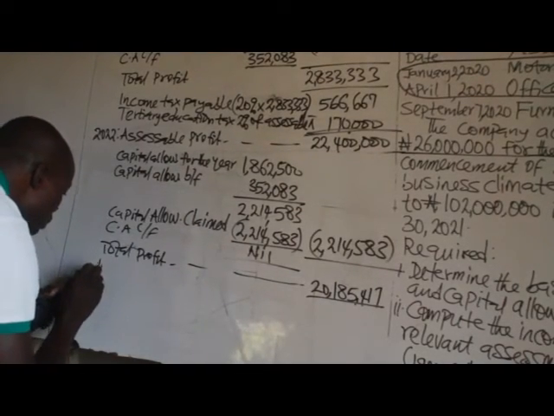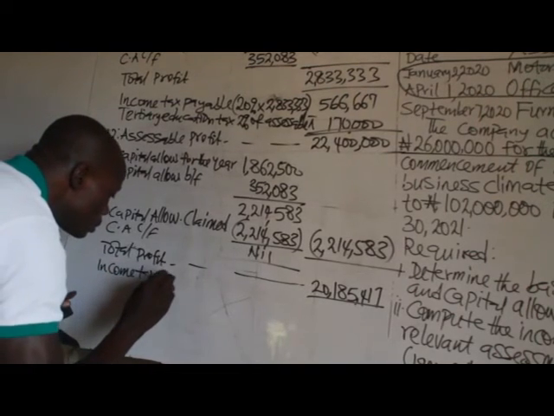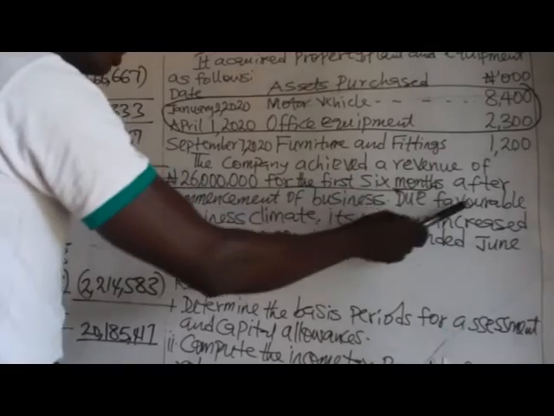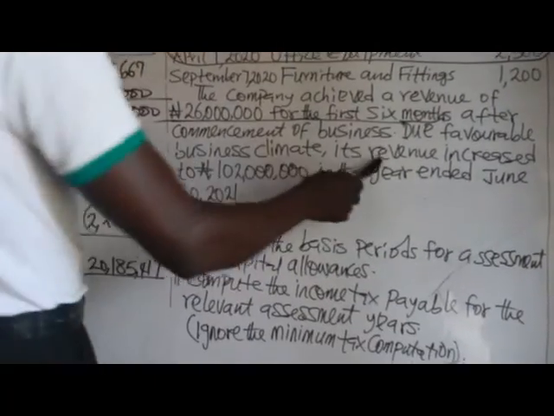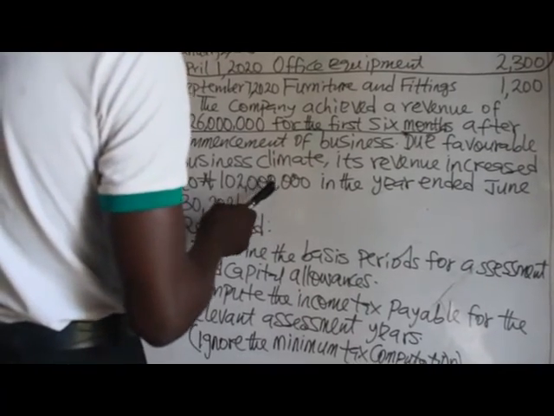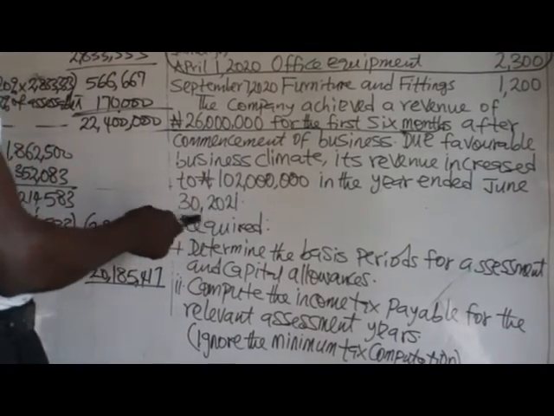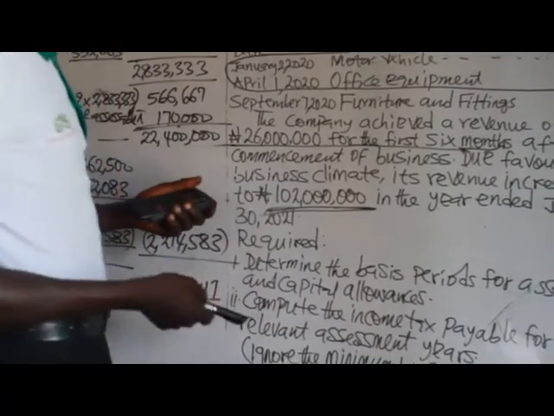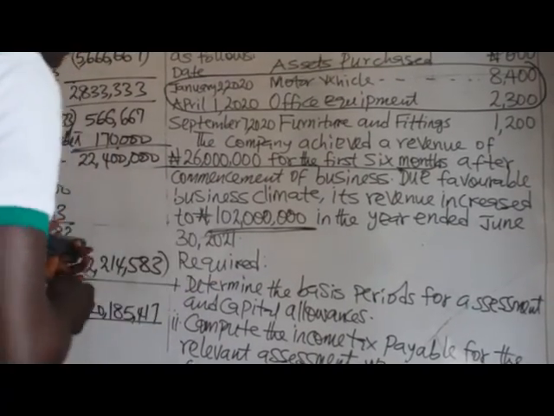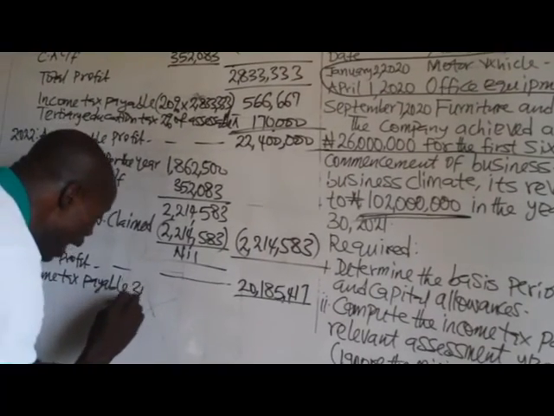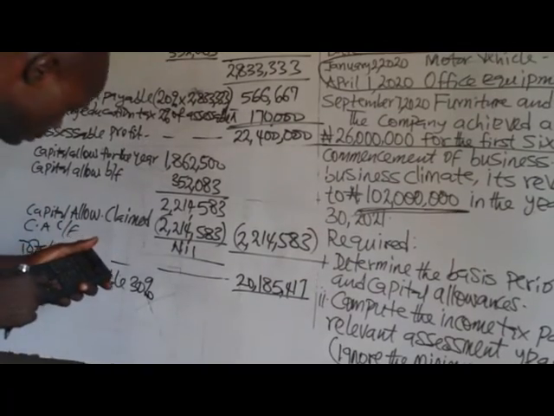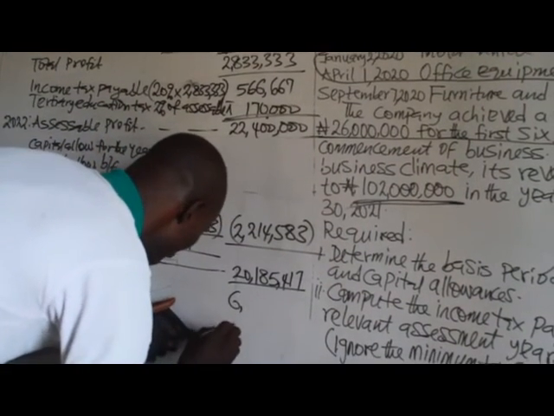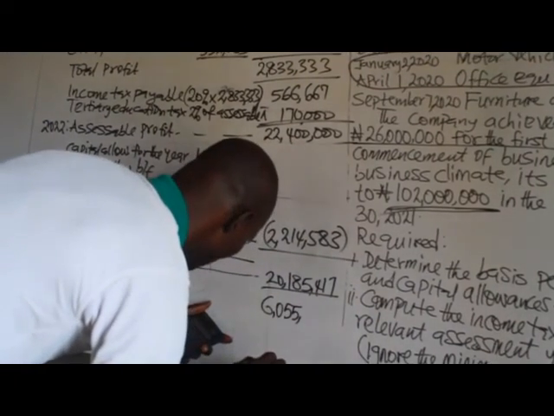Then income tax payable for 2022 year of assessment. Back to the question, you were told that due to favorable business climate, its revenue increased to 102 million naira in the year ended June 30, 2021, which is part of 2022 year of assessment. Since revenue is greater than 100 million, we are going to use the normal income tax rate of 30% in 2022 year of assessment. So we have tax payable at 30% of total profit, which amounted to 6,055,625.